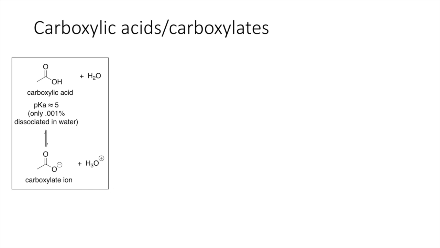So let's start with carboxylic acids and carboxylates. The carboxylate ion is simply the conjugate base of the carboxylic acid. Remember that these are really weak acids overall. They're strong acids in terms of the general organic compounds that we're looking at, but they're weak acids in the sense that they are not fully dissociated in water. A pKa of 5 is like 0.001% dissociated in water. So for the most part, they are neutral compounds.